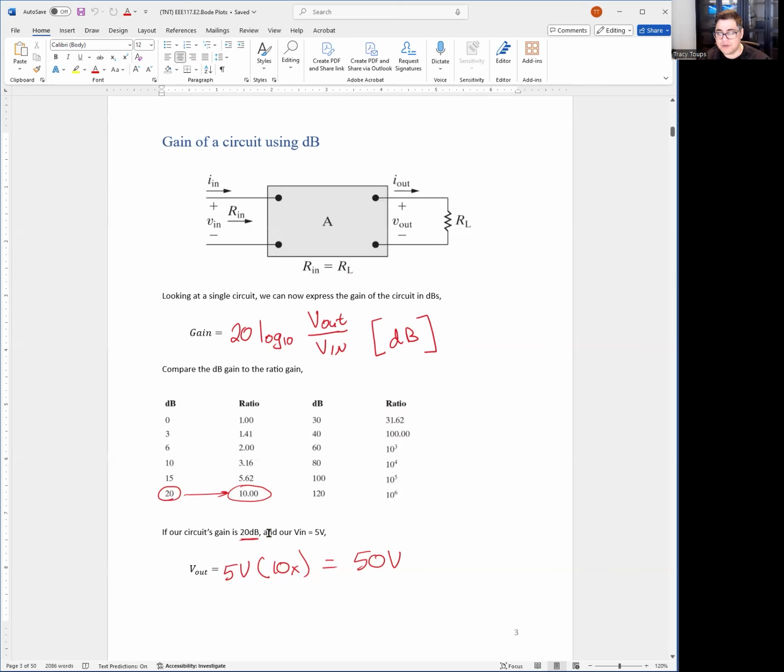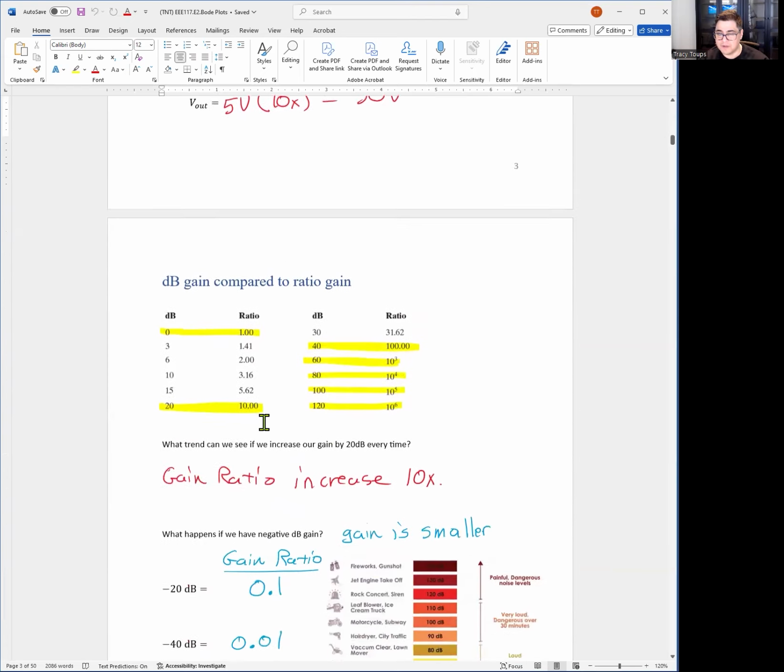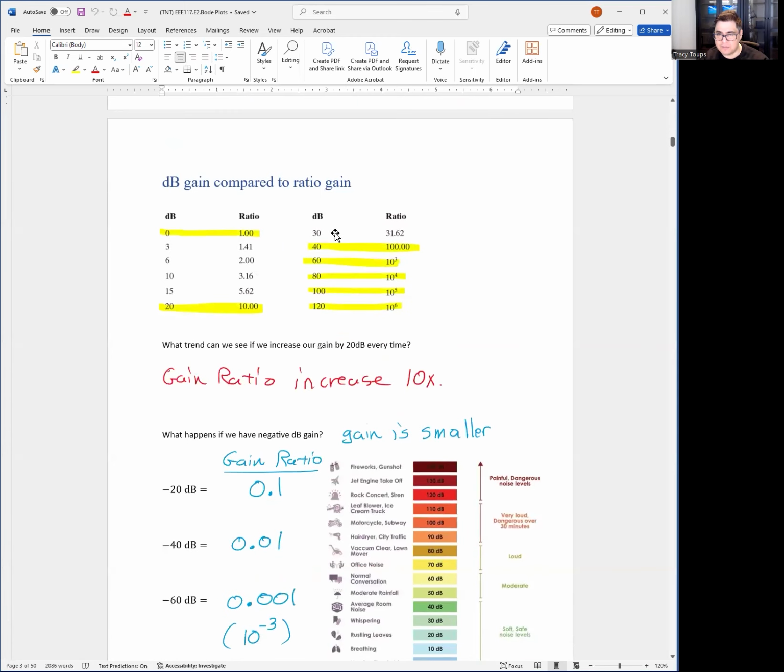So for example, if our circuit has a dB gain of 20, this whole circuit has a dB gain of 20. I know my ratio is 10 times. So whatever voltage I put in is going to be 10 times coming out. So if my V in is 5 volts, my output is going to be 50 volts, and that goes to the speaker. Okay. So that's what dB stands for. It's how much you want to increase the power of the circuit or the output. Okay. So like I said, every 20 is kind of the big numbers we keep track of because those line up evenly to an increase of 10x every time.